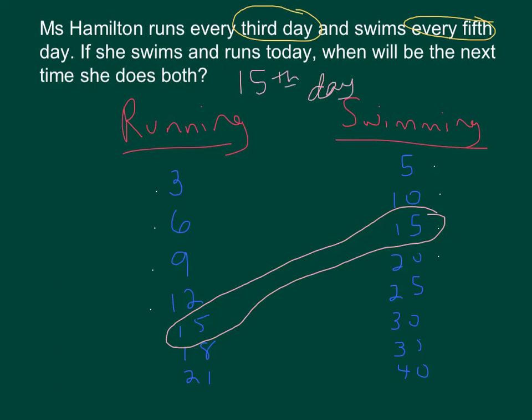So when you get to these problems, this is how I think about it. When I get to problems of when is something going to happen again, like when will be the next time that I do both, when something overlaps, as soon as I hear that word both or in the future, I think about multiples. And it makes me think of these lists that you see here.